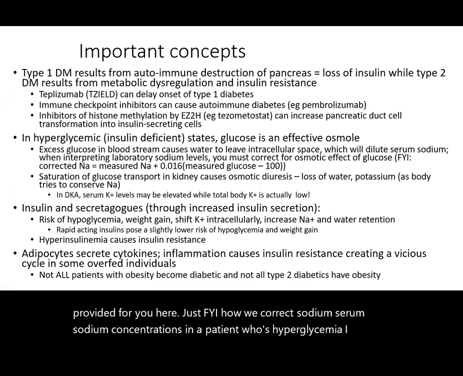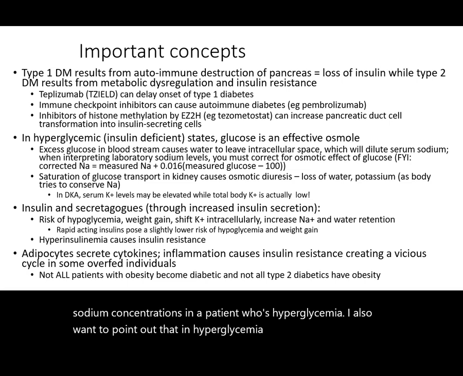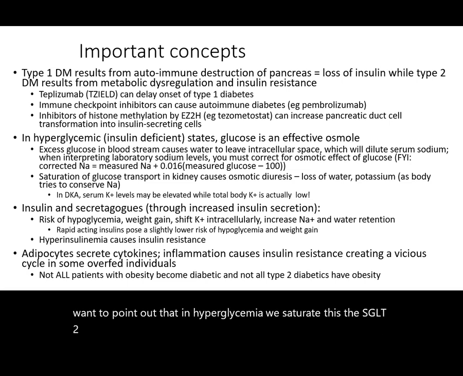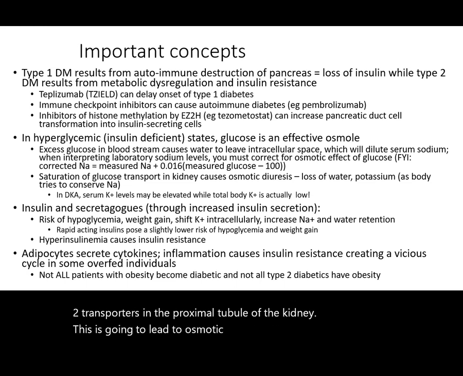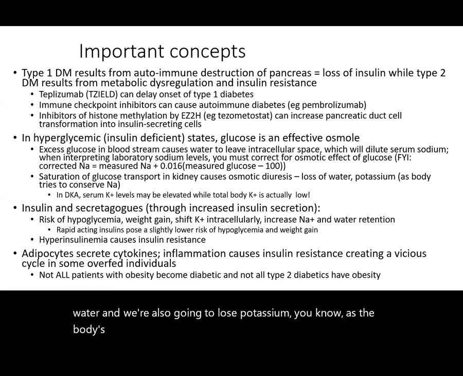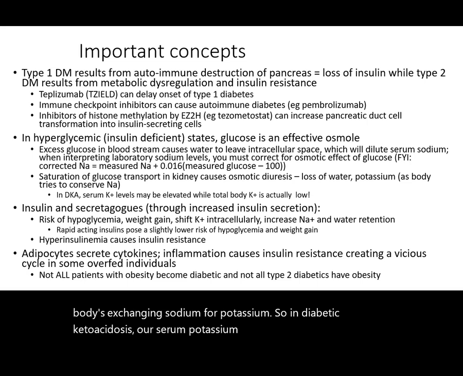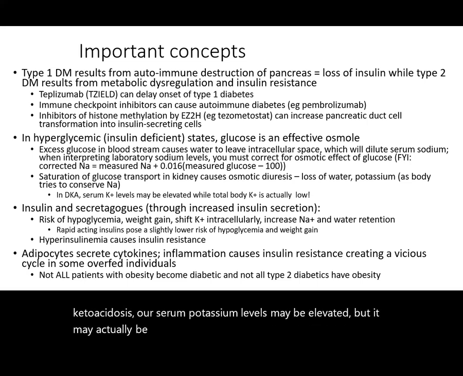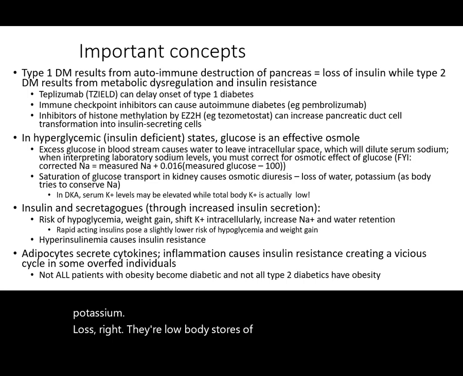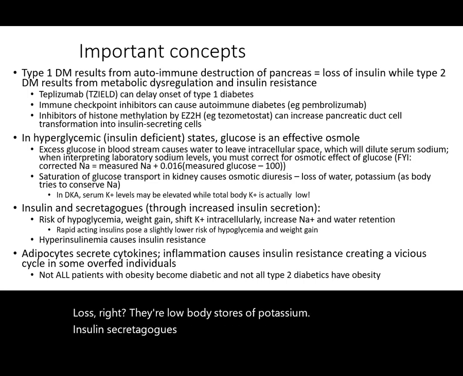I also want to point out that in hyperglycemia, we saturate the SGLT2 transporters in the proximal tubule of the kidney. This is going to lead to osmotic diuresis. We're going to lose water, and we're also going to lose potassium, as the body's exchanging sodium for potassium. So in diabetic ketoacidosis, our serum potassium levels may be elevated, but it may actually be that the patient is in a total body state of potassium loss, right? They're low body stores of potassium. Insulin secretagogues through increased insulin secretion, risk of hypoglycemia, risk of weight gain.